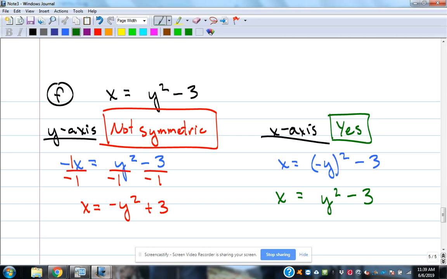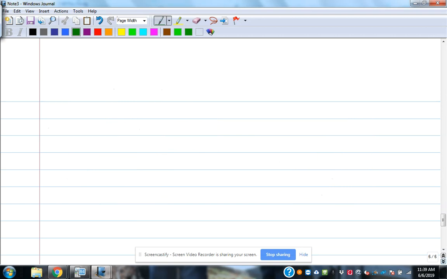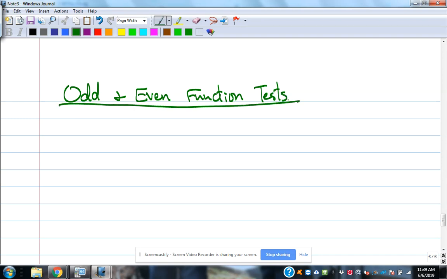All right. Last thing in this section is odd and even functions. Okay. So it gets a little easier after this section. So, odd and even function tests. Odd and even, E-V-E-N, functions. I'm going to show you the actual test, and then I'm going to show you some shortcuts that can help you do this faster and with a little less having to do a lot of work.